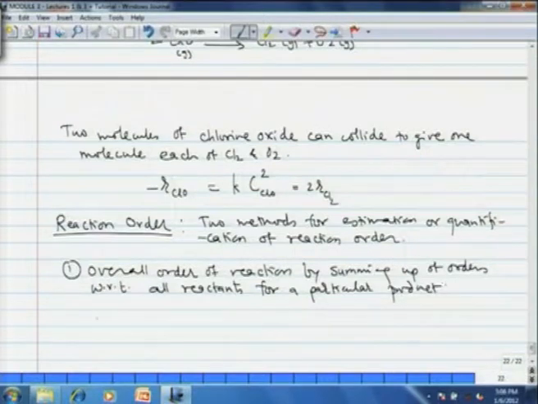And the second is disaggregation of the order of reaction with respect to a particular species, and this is established from the species stoichiometric coefficient.